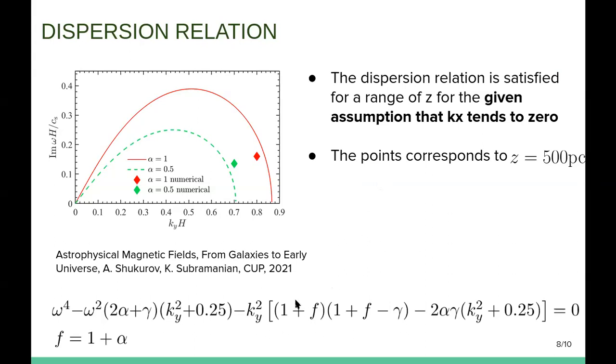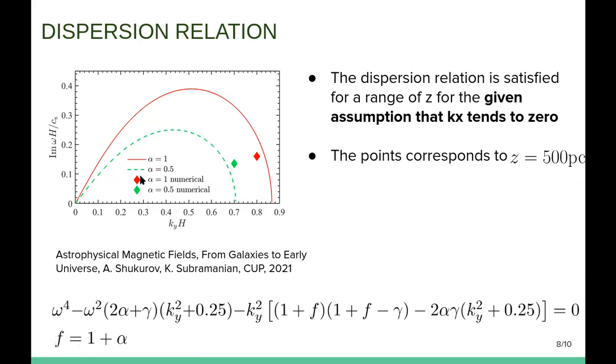The one that I've chosen here is from this book by Shukurov and Subramanian. So here, the main assumption is that kx tends to 0 and we have kz equal to 0. So the whole dispersion relation is only dependent on the magnetic pressure ratios, the ky value and growth rates.